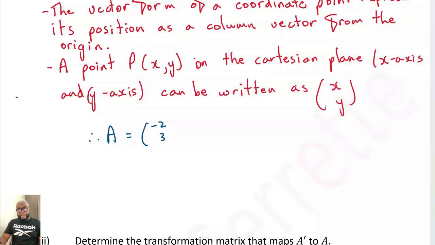-2 and 3. Cool? Everybody got there? Kill them. There we go. -2 and 3. That's A.